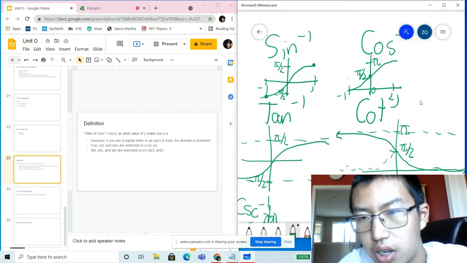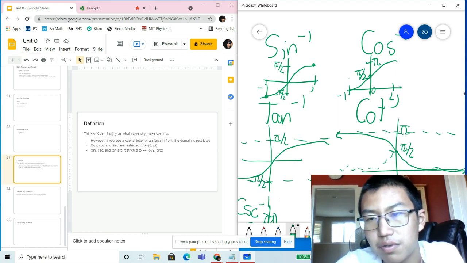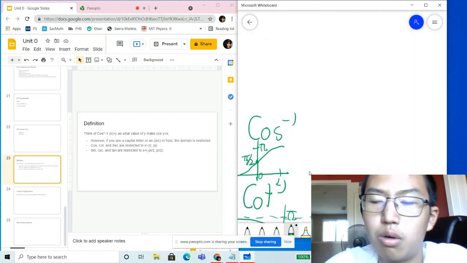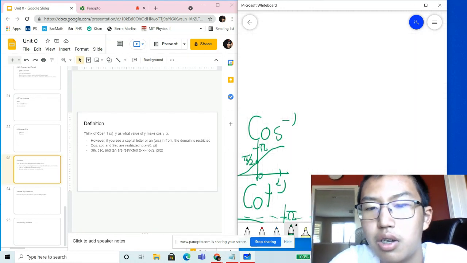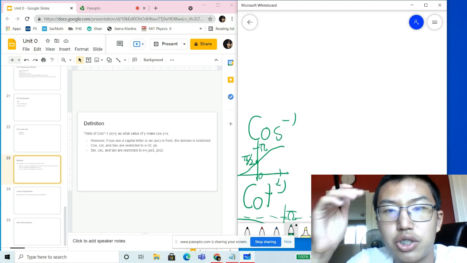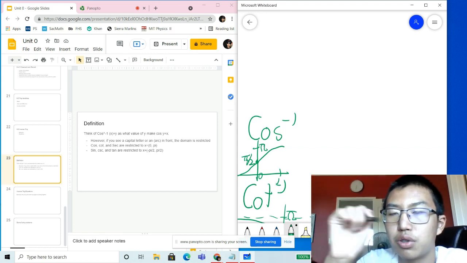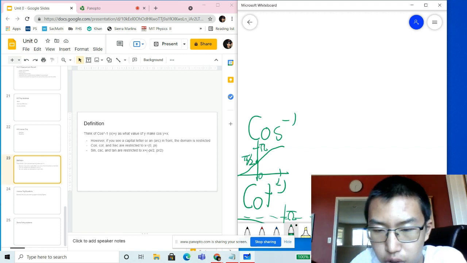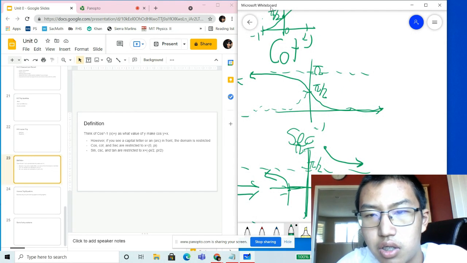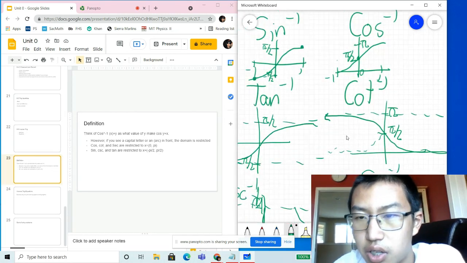Cosine functions, however, are bounded from 0 to pi. Because if they were bounded from negative pi over 2 to pi over 2, we would only have positive values. We need negative values for inverse cosine. And we choose quadrants 1 and 2, rather than quadrants 4 and 3, because we always like quadrant 1. Inverse cotangent is bounded the same way as inverse sine.